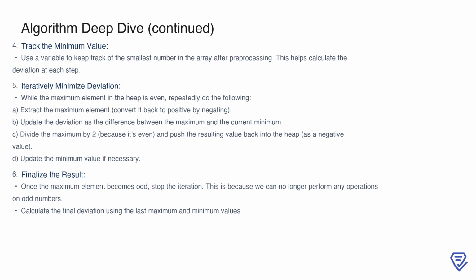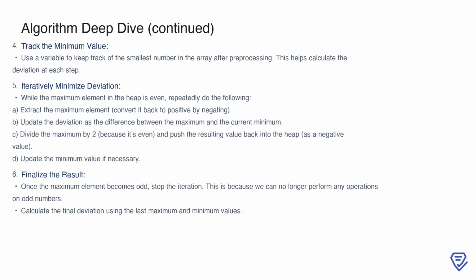This allows us to extract the largest value quickly while maintaining the structure necessary for our algorithm. After setting up the max heap, we need to keep track of the smallest value in the array during pre-processing and throughout the iterations. This is crucial because the deviation is calculated as the difference between the current maximum and this minimum value.